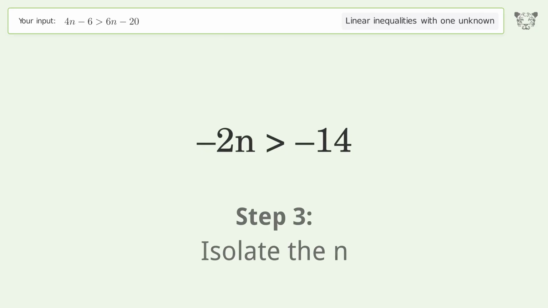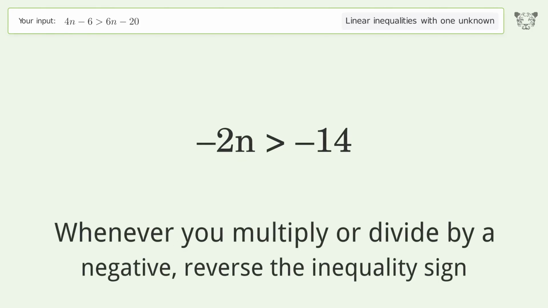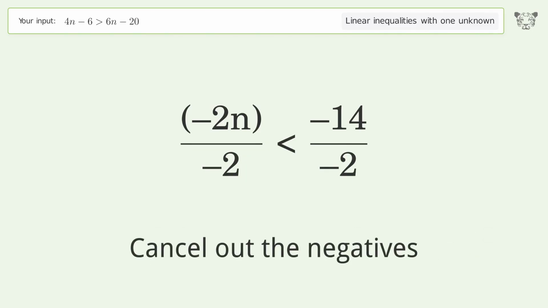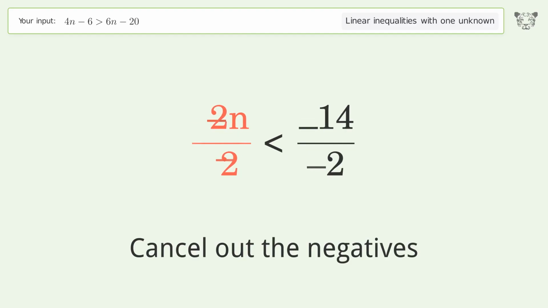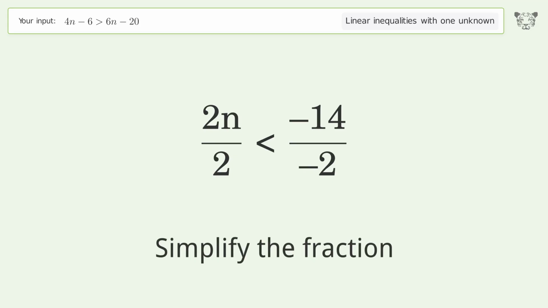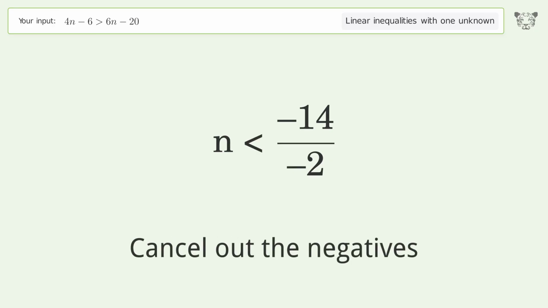Isolate the n. Divide both sides by -2. Whenever you multiply or divide by a negative, reverse the inequality sign. Cancel out the negatives. Simplify the fraction. Cancel out the negatives.